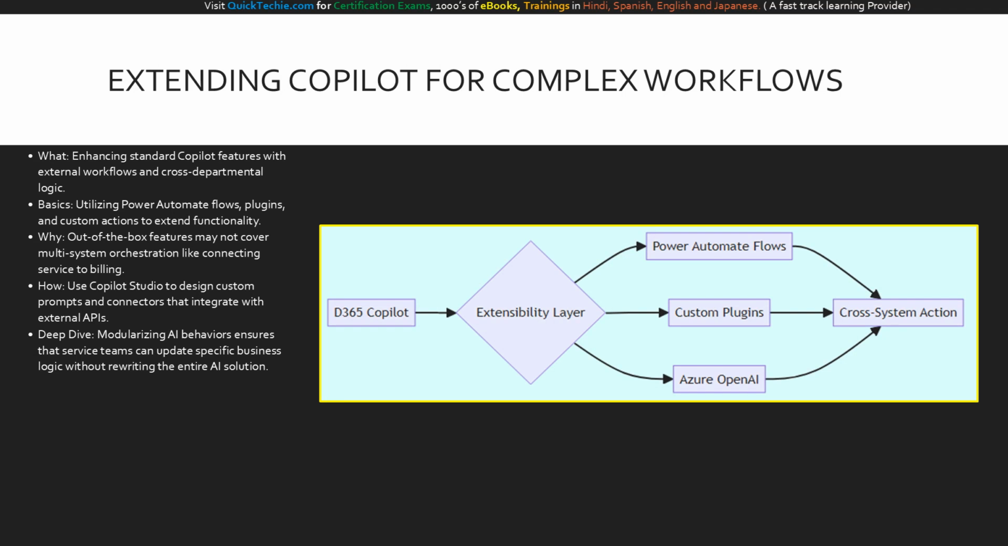Beyond the built-in customizations, we must consider extending Copilot for complex workflows. What is extensibility in this context? It means integrating custom prompts, workflows, and automation patterns through the Power Platform. The basics involve using Power Automate flows, plugins, and custom actions to tailor Copilot for complex, organization-specific business processes. Why do we need to extend? Because sometimes you need multi-system orchestration, such as connecting customer service with finance for billing refunds, or triggering predictive escalations. How do you achieve this? By creating custom connectors and configuring these actions via Copilot Studio.